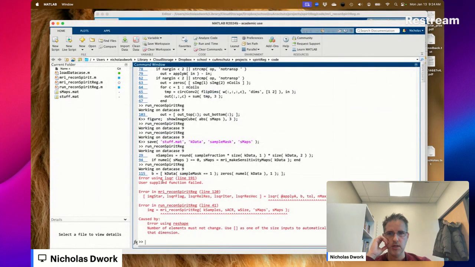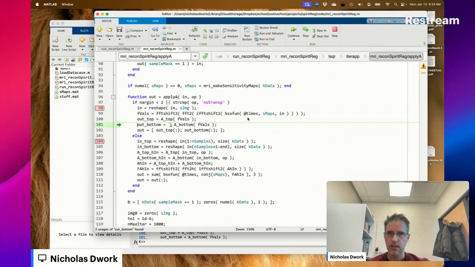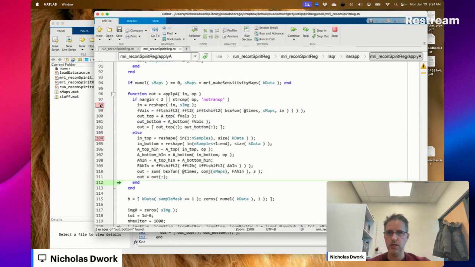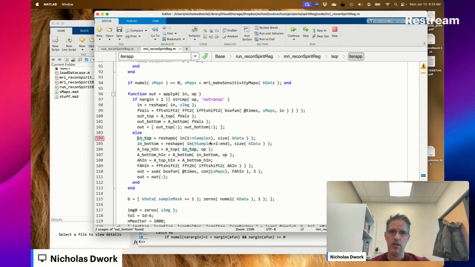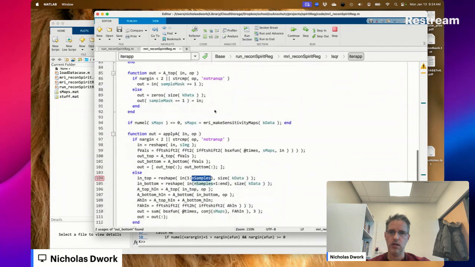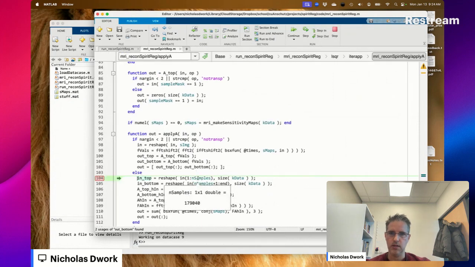What's the problem? User supplied. Wow, okay. So let's make sure that we got both of these up and running. That works. What? Why didn't that work? Because this does not reshape correctly.